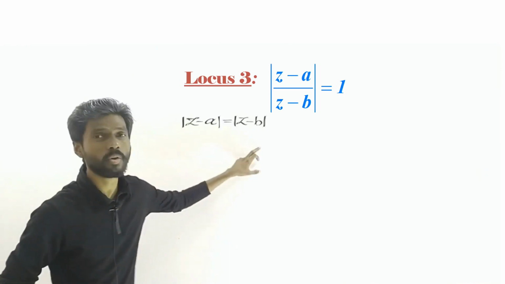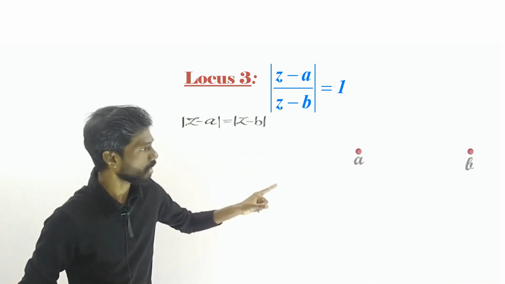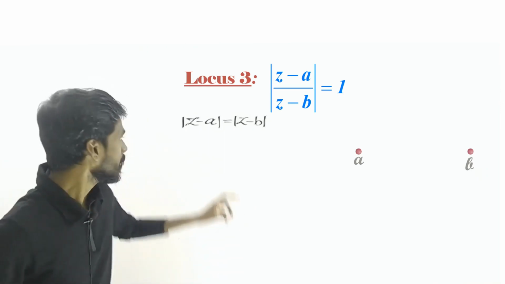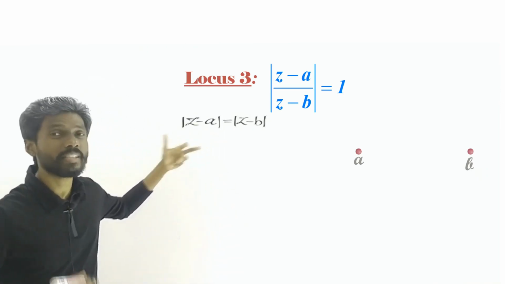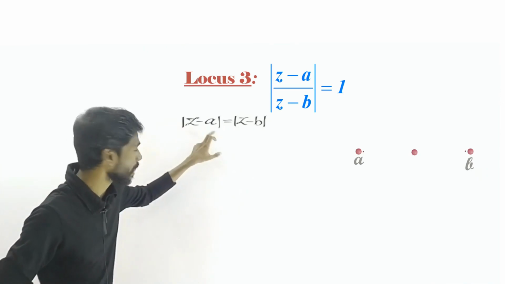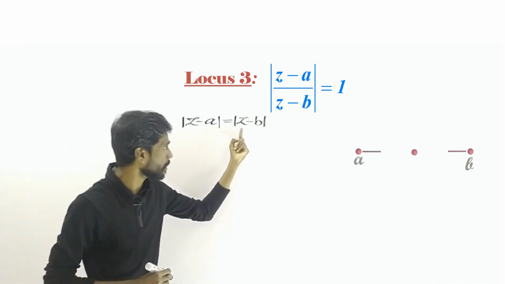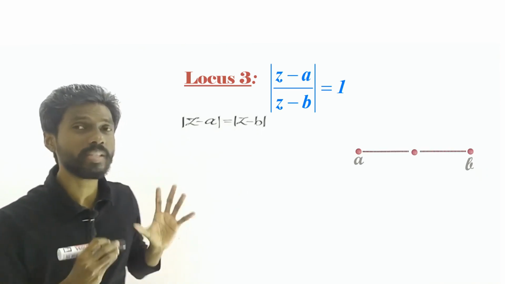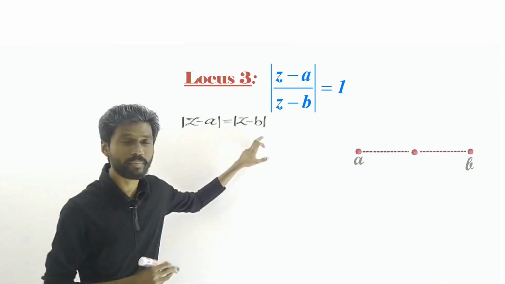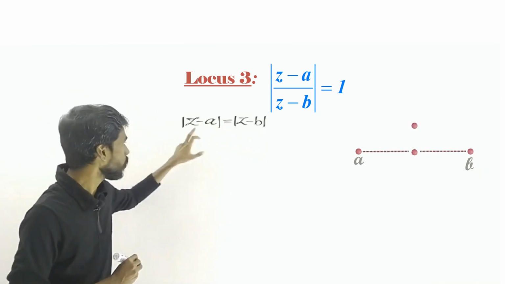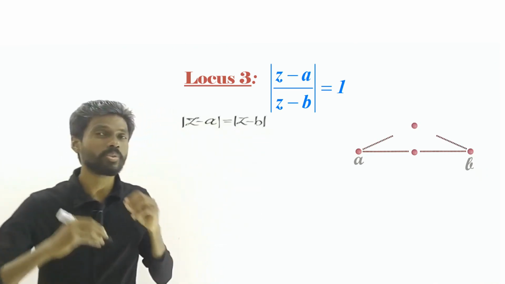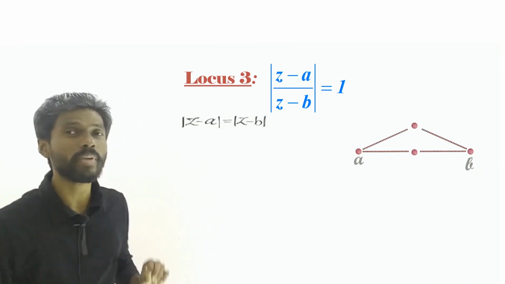See, a and b are fixed complex numbers. So a is one complex number, b is another complex number. Where is the complex number z? Z minus a means the distance between z and a. That distance is the same as the distance between z and b. So z is equidistant from these 2 points a and b. That is the meaning of this statement.